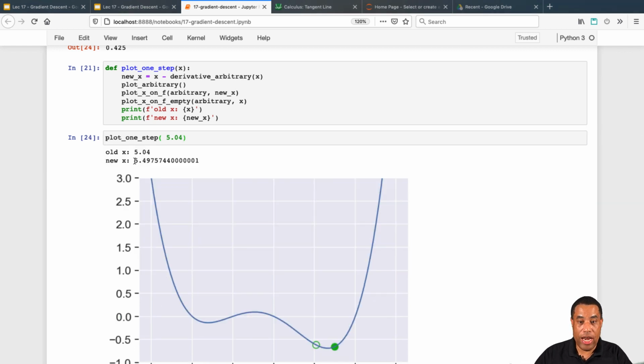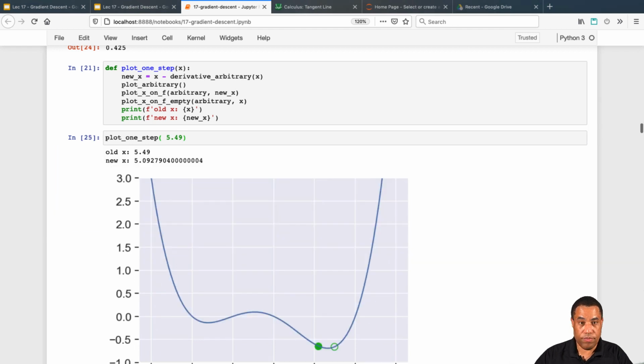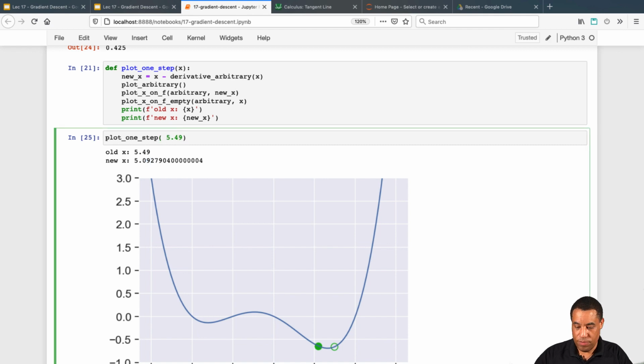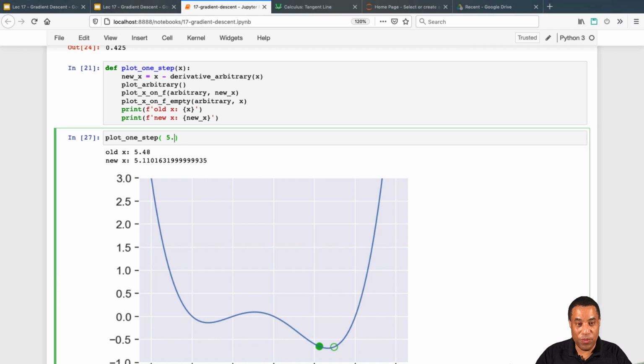Okay. And now you can see that we've kind of gone too far, right? But let's see what it tells us. Yeah, it tells us we've gone too far. So now it's going to move us to the left to 5.09. And now this moves us to the right again to 5.48. Okay, so we're going to go back to 5.48. And now this is moving us back to the left to 5.11.